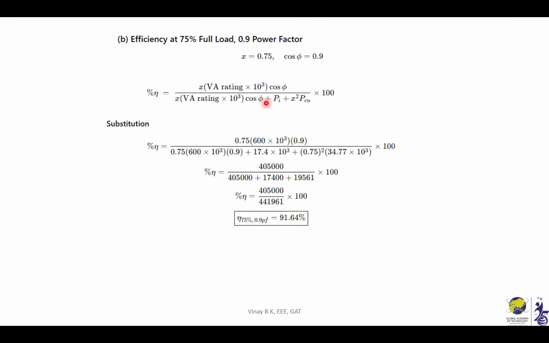Now we know the value of PI and PCU, that is 0.75 into VA rating is 600 into 10 to the power 3, power factor 0.9 divided by output power plus, the iron loss is 17.4 kilowatt plus X square, that is 0.75 square into PCU, that is full load copper loss is 34.77 kilowatt. After substituting these all, you'll get the efficiency for 75% load, 0.9 power factor as 91.64 percentage.